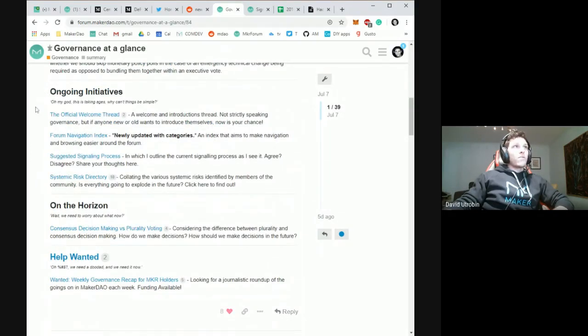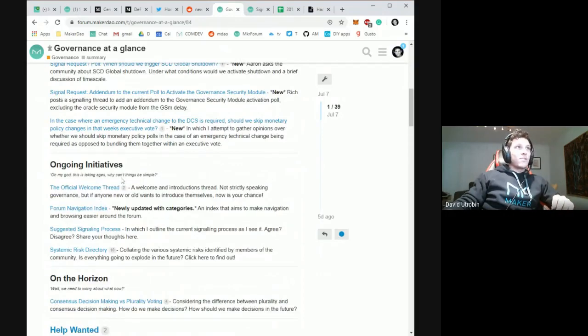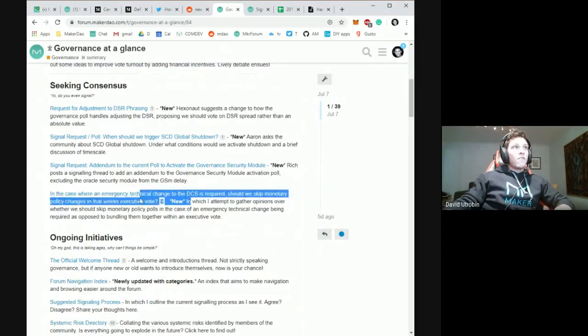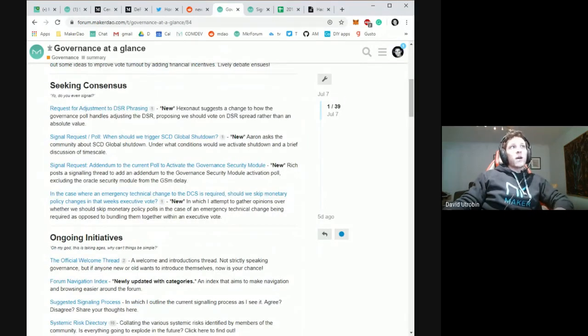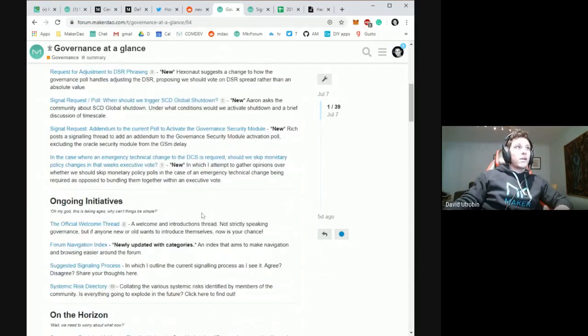So you can check out the signal request threads, the seeking consensus threads, and there's also a bunch of ongoing initiatives. We have an official welcome thread now. We have a forum navigation index, which helps people easily look for what they're looking for. We have a suggested signaling process. These signaling threads go through a standardized format that we've decided as a community works best for streamlining the issues and for keeping things on track.